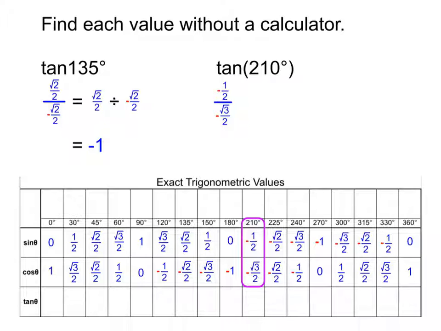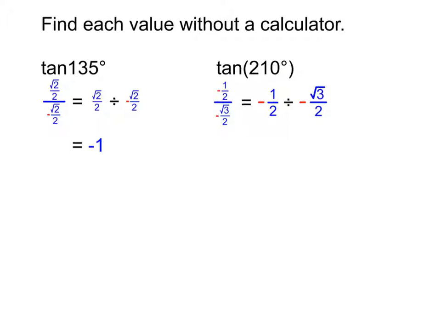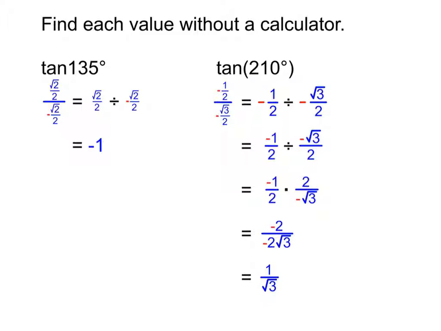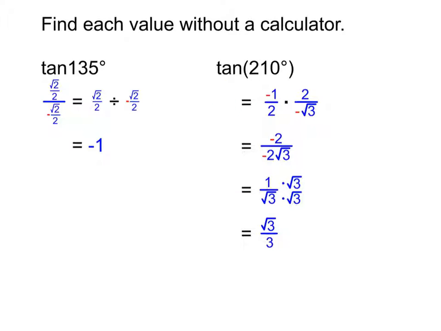What does that equal? Oh, do we not know? Well, let's take a look. What would the work look like? Well, I turn it into a division problem, and then I'd flip and multiply, which then gives me 1 over root 3 when I reduce it. And then I've got to rationalize the denominator.